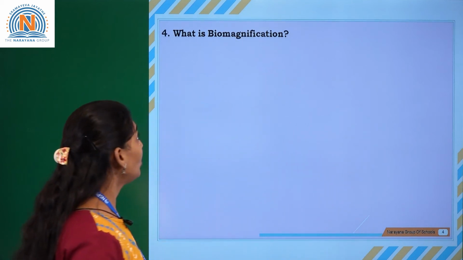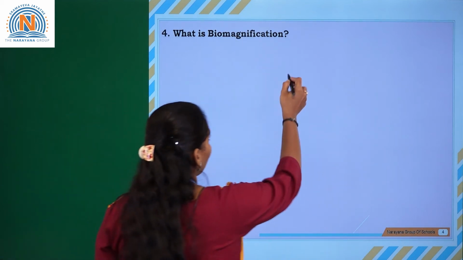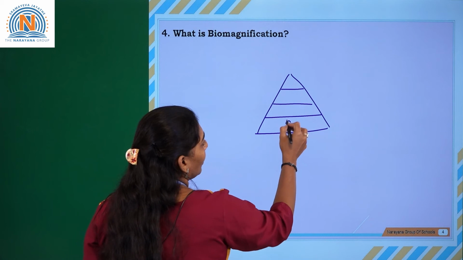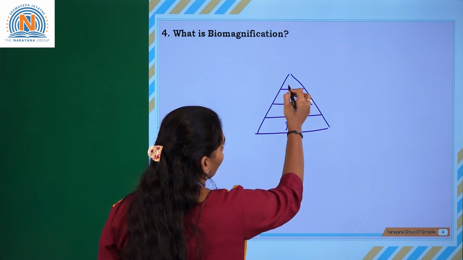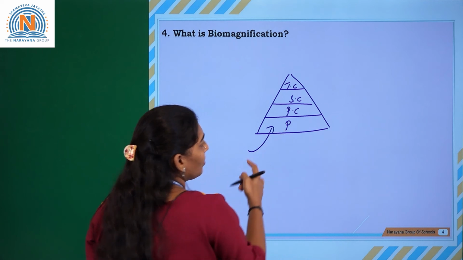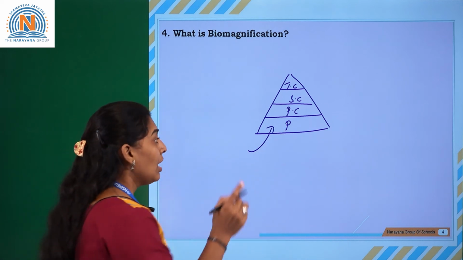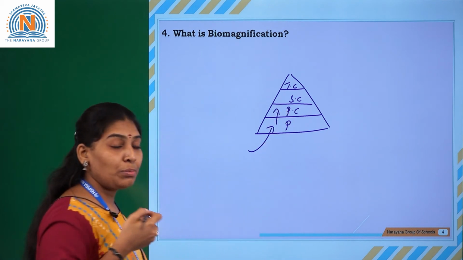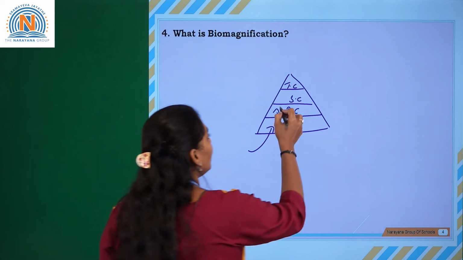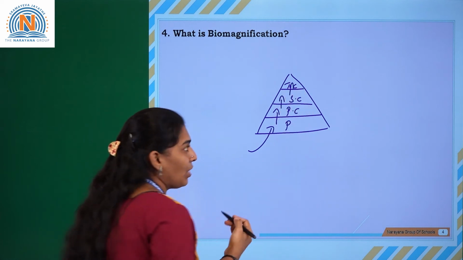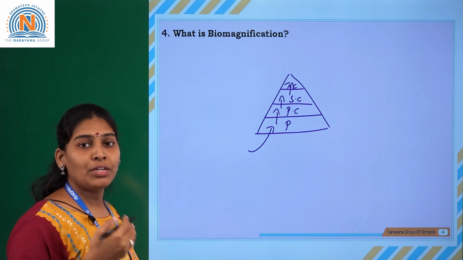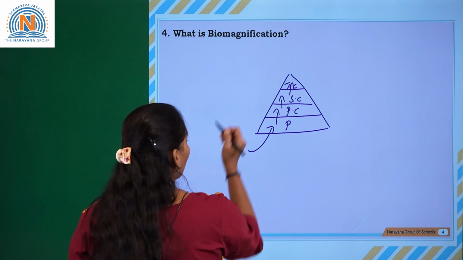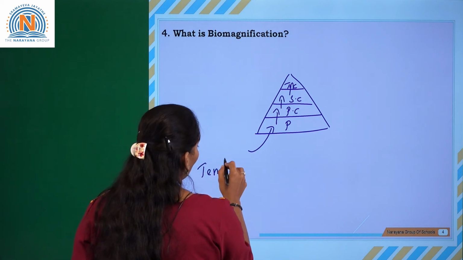The next question is, what is biomagnification? As we have just discussed, producers, primary consumers, secondary consumers and tertiary consumers. The entry of pollutants is called bioaccumulation, and the pollutants will be transferred from one level to another level. This transferring tendency of pollutants from one trophic level to another is called biomagnification.